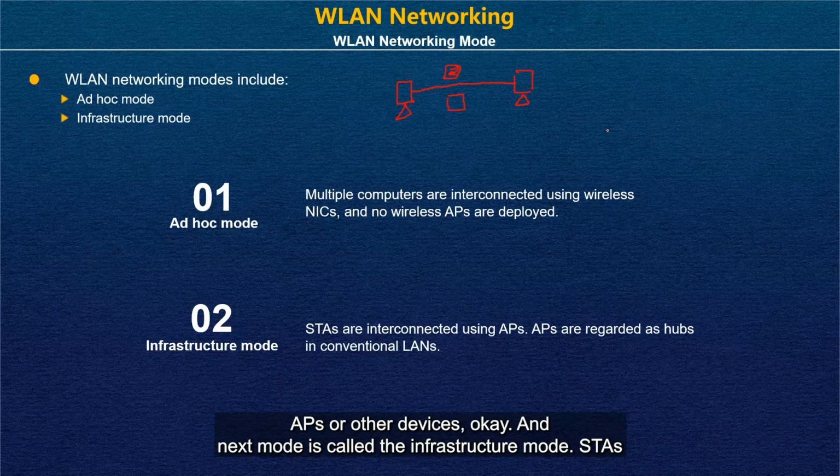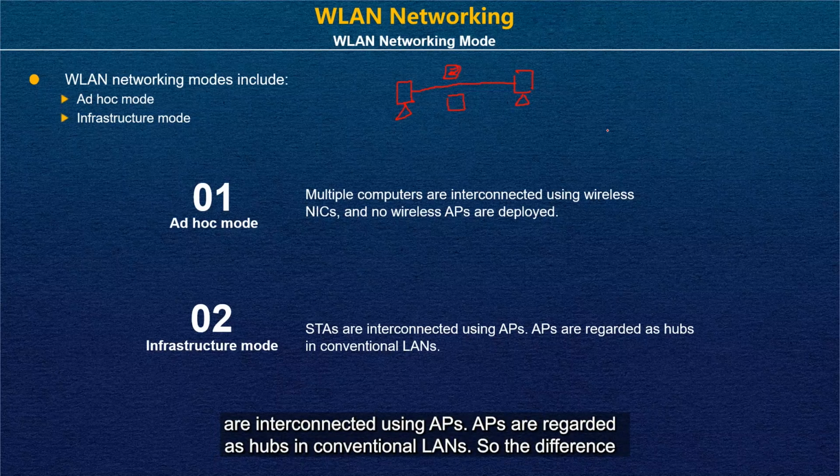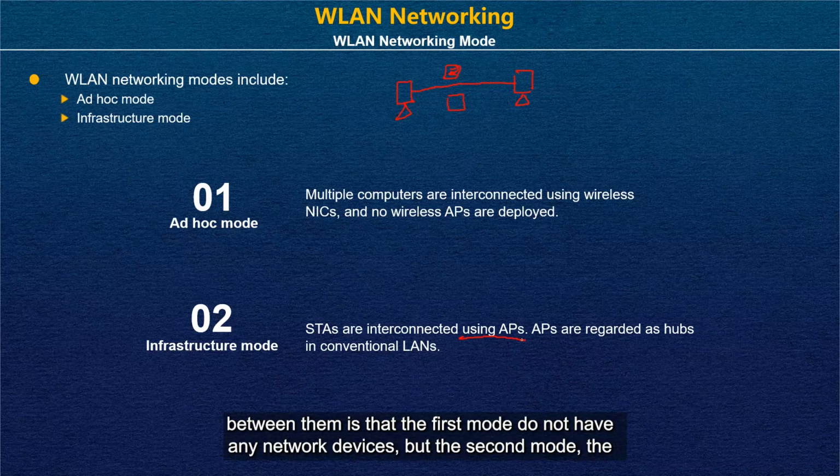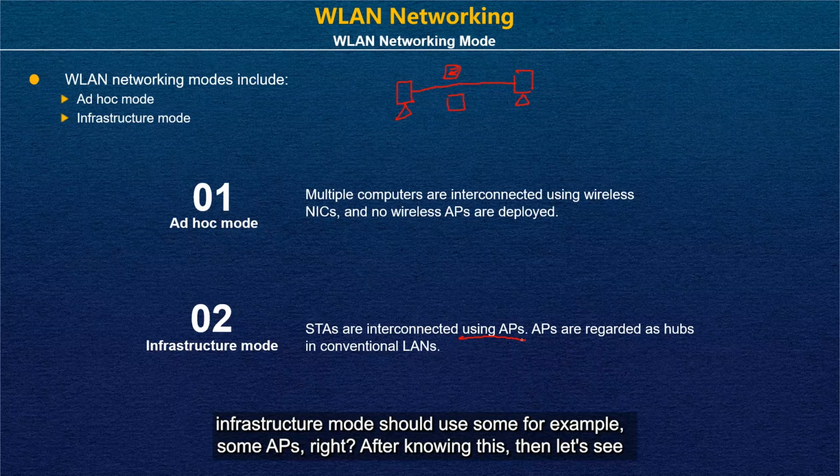The next mode is called the infrastructure mode. STAs are interconnected using APs. APs are regarded as hubs in conventional LANs. So the difference between them is that the first mode does not have any network devices, but the second mode, the infrastructure mode, uses APs.